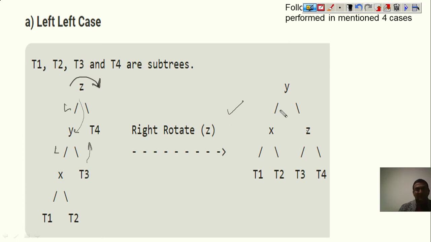Now when I say balanced, balance means you can just look at this, that this is actually 1, 2 and 1, 2. So this is 0, this is also 0, this is also 0. So this is said to be balanced.